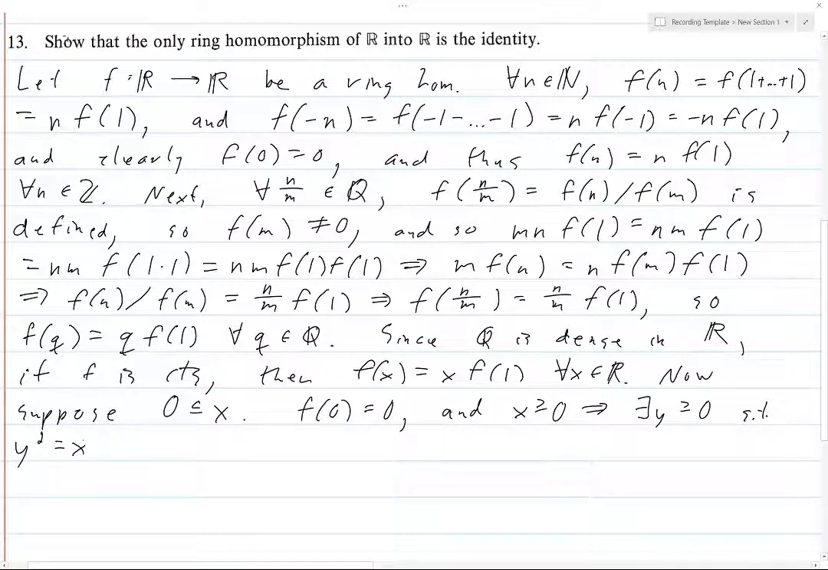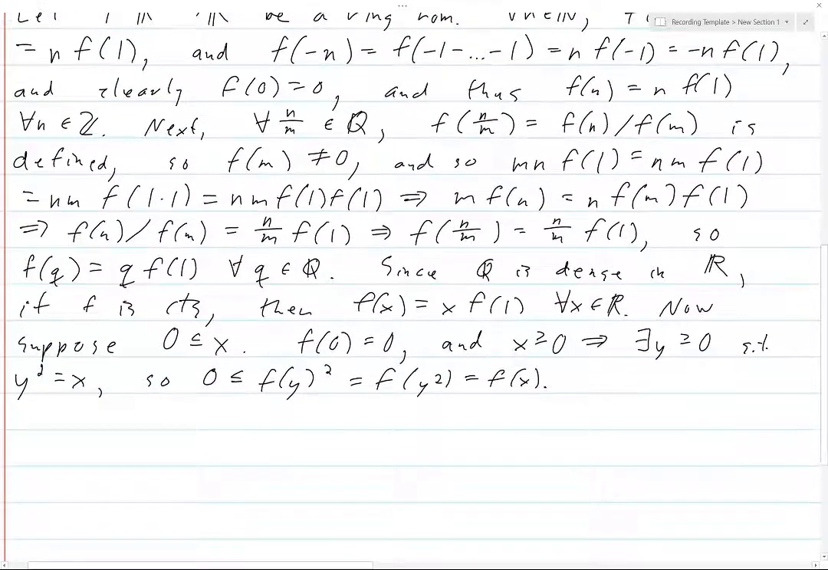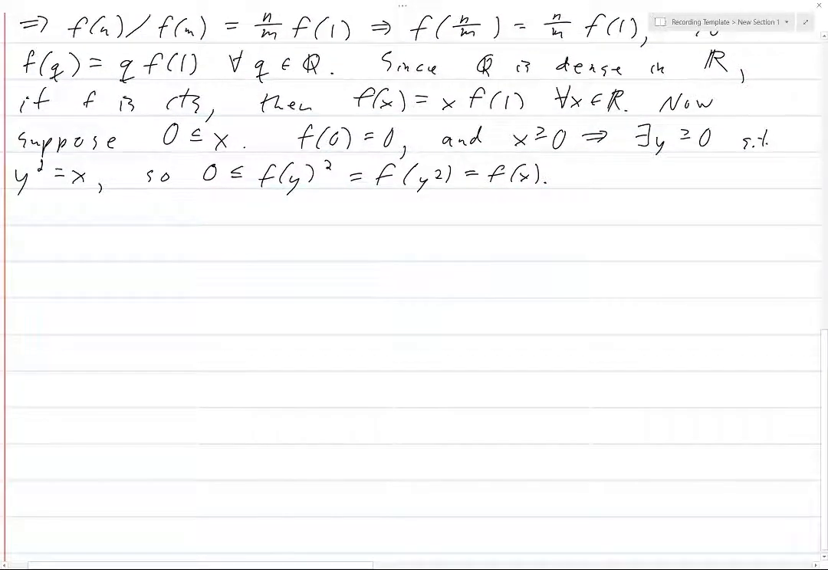square root of x. So 0 is less than or equal to f of y squared, because any real number squared will be positive. But f of y squared is, because this is a homomorphism, f of y squared equals f of x. So if 0 is less than or equal to x, then 0 is also less than or equal to f of x. And that's what we're going to use to prove continuity. So let's scroll down a little bit and keep that right there where we start discussing continuity.